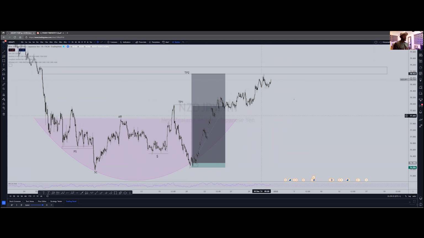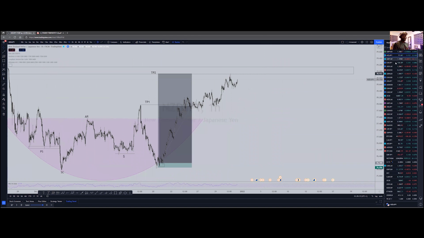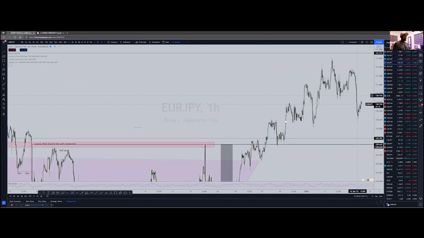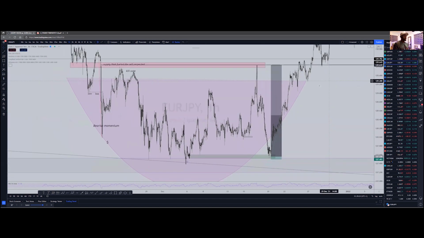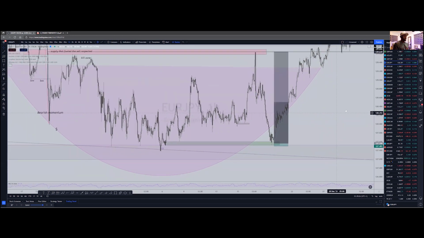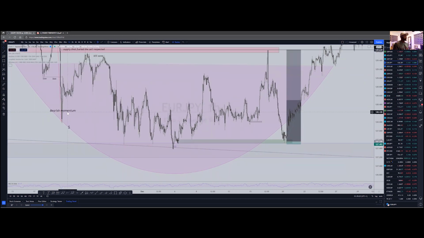Very simple. So case study 2 of another trade I took. My EuroJPY. EuroJPY, very simple.